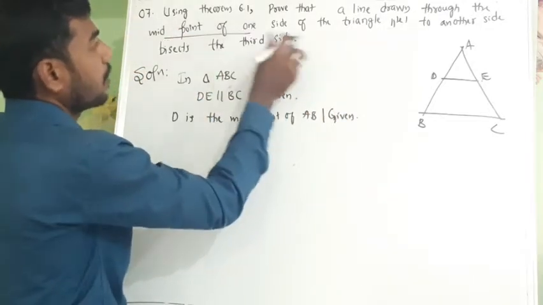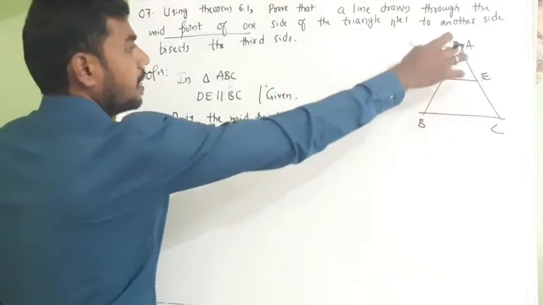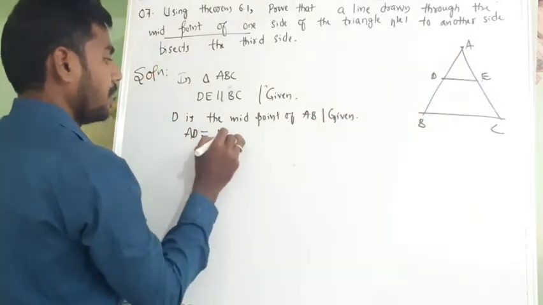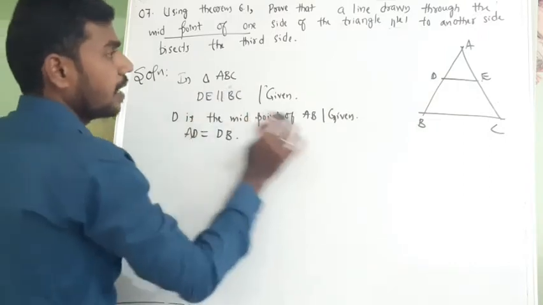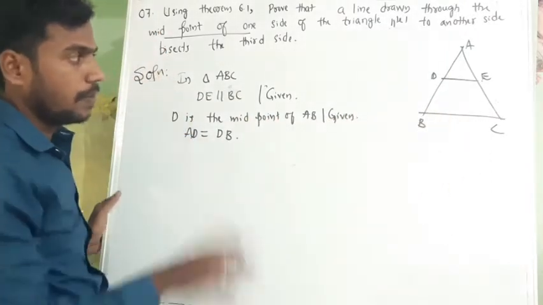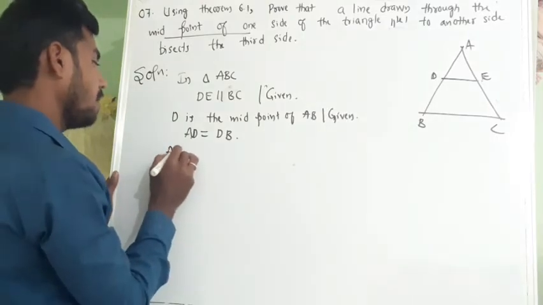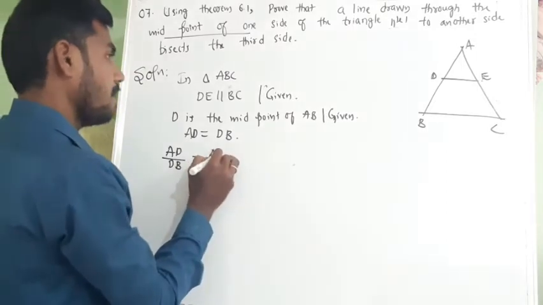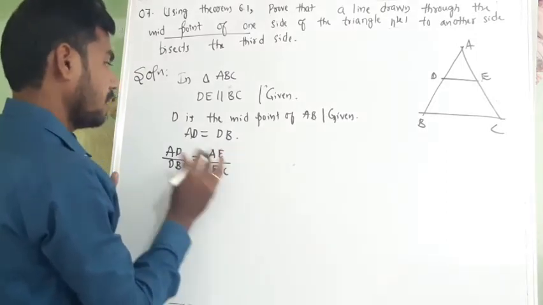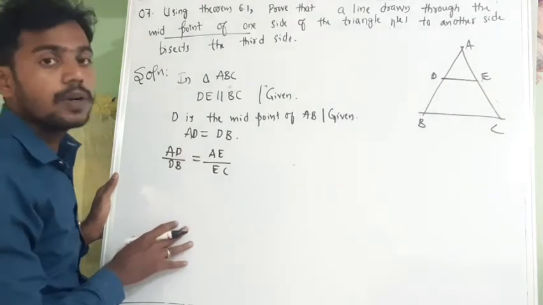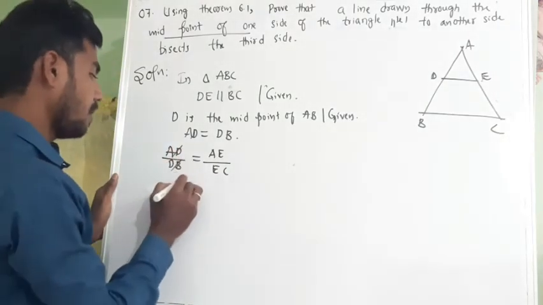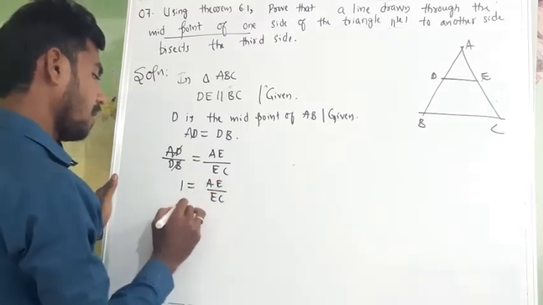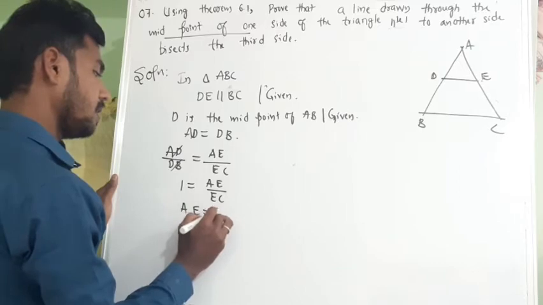Line drawn from the midpoint of this side, that is, D is the midpoint of AB. What can I write? AD is equal to DB. And one more thing, in this triangle DE is parallel to BC. Through the basic proportionality theorem, what can I write? AD by DB is equal to AE by EC. Since AD is equal to DB, this will get cancelled. It will be 1 is equal to AE by EC, or else AE is equal to EC.